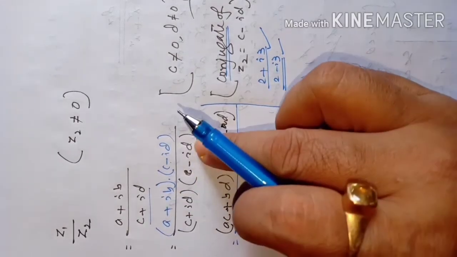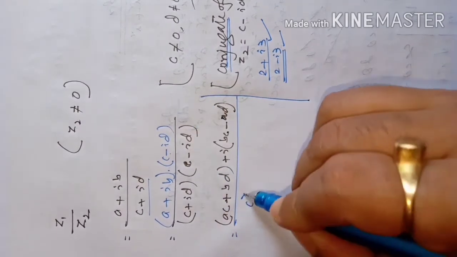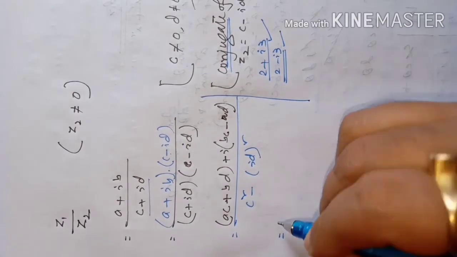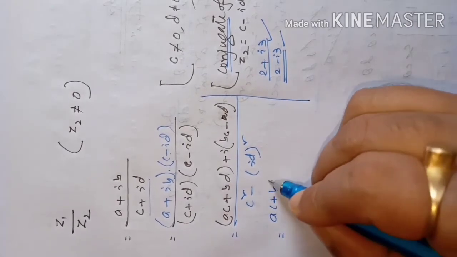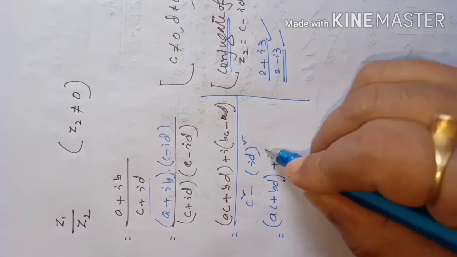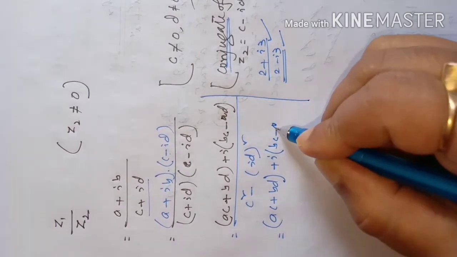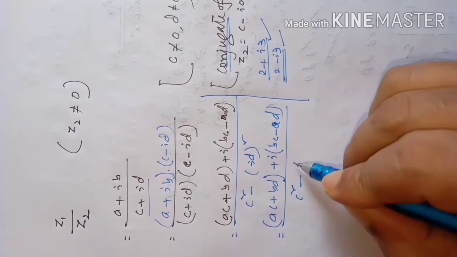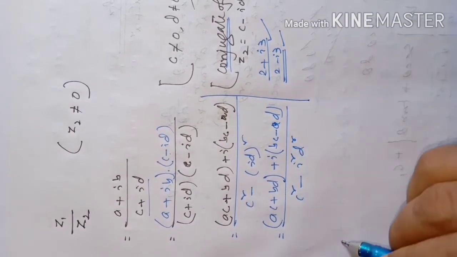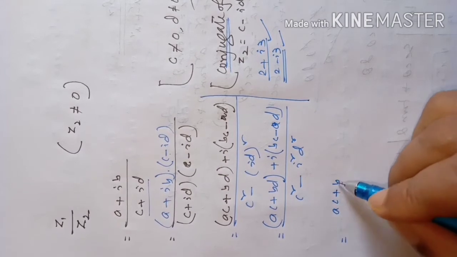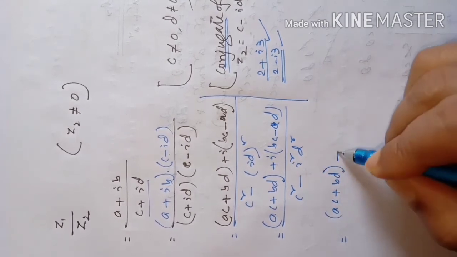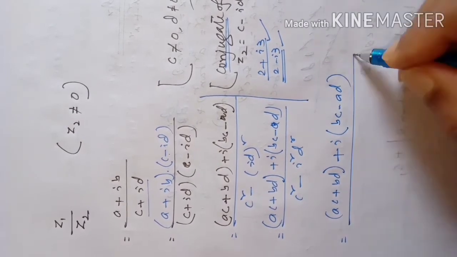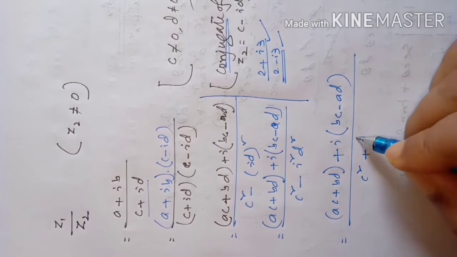c square, as it is of the type a plus b into a minus b. So c square minus iota d whole square. So ac plus bd plus iota (bc minus ad) divided by c square minus iota square d square, which is equal to ac plus bd plus iota (bc minus ad) divided by c square plus d square.